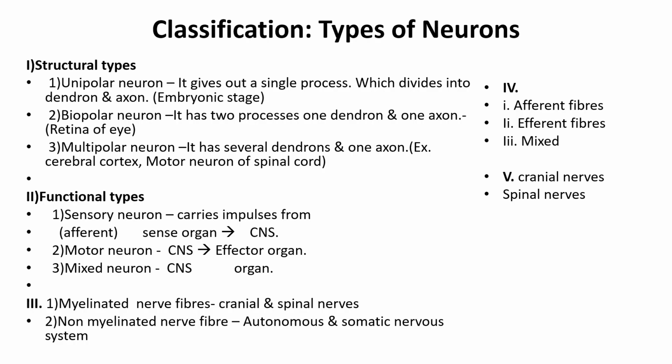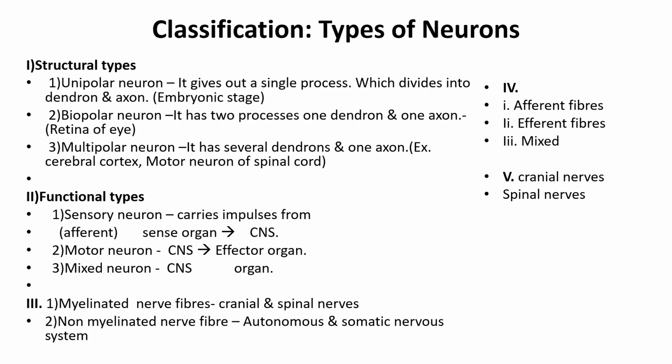The second type is functional types: sensory, motor and mixed. The sensory neuron carries impulses from the sense organ to the central nervous system, and is also called an afferent neuron. Motor neurons carry nerve impulses from the CNS to the effector organ and are also called efferent neurons. Sometimes both may be there, sensory and motor, and it is called a mixed neuron.